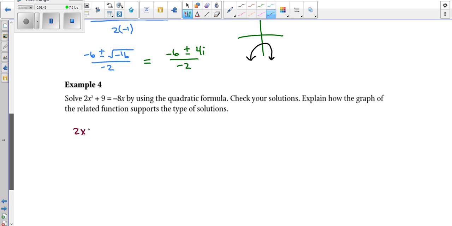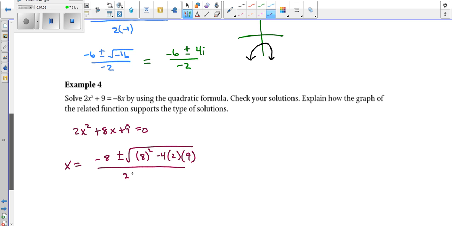Make sure that you set this equal to 0, so you should have 2x squared plus 8x plus 9. Make sure that as you go through here, you write these in order of a, b, and c, so you don't mix them up as you use the quadratic formula. So the opposite of b plus or minus the square root of b squared minus 4 times a times c. And then remember to divide everything by 2a. Okay, so simplify your discriminant.